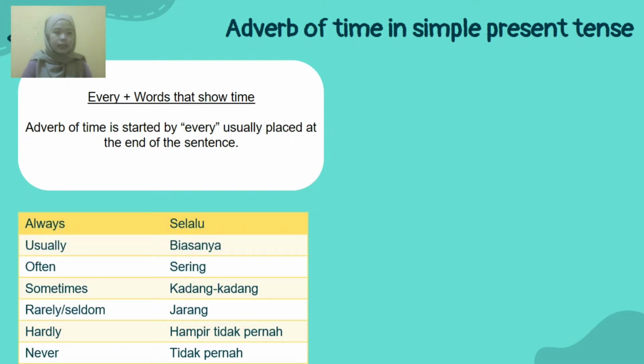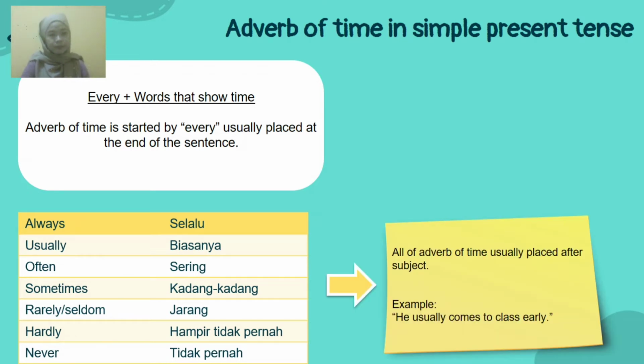These are the other adverbs of time. Always means selalu, usually means biasanya, often means sering, sometimes means kadang-kadang, rarely or seldom means jarang, hardly means hampir tidak pernah, and never means tidak pernah. All of these adverbs of time are usually placed after the subject. For example, he usually comes to class early.